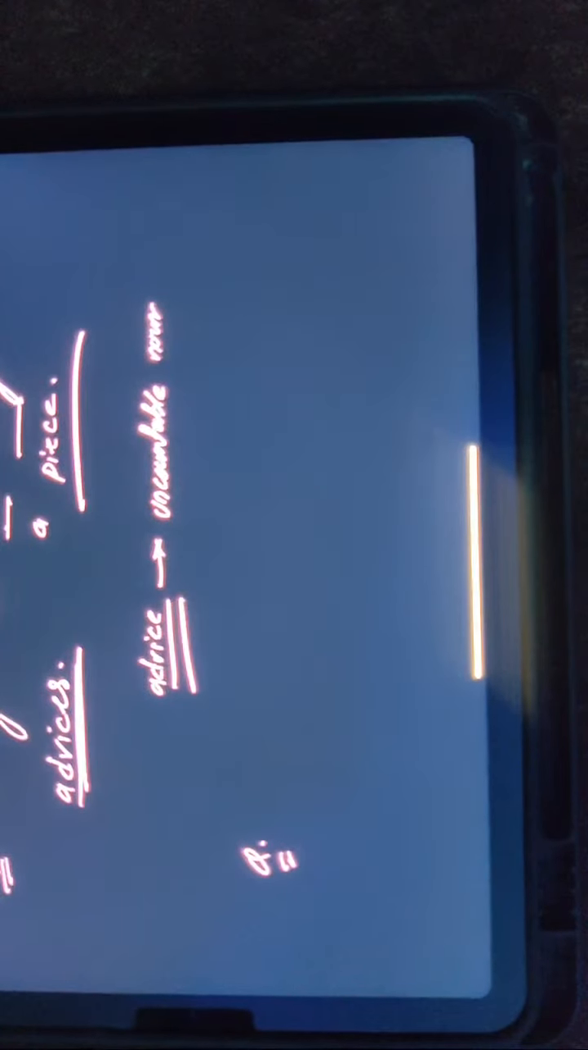Perhaps I need to let me change the color. I hope it's going to be visible now. You guys are ready?